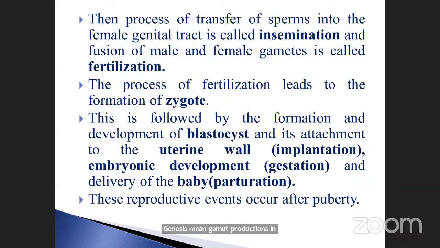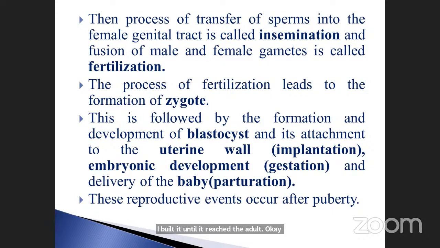Then the process of transfer of sperm into the female genital tract is called insemination. When the sperm is transferred to the genital tract of the female, that is insemination, and the fusion of male and female gametes is called fertilization, otherwise called syngamy. Any one of the male gametes fuses with the female gamete, resulting in fertilization. After fertilization, the embryo development takes place. After the embryo development, it will further undergo development until it reaches the adult.